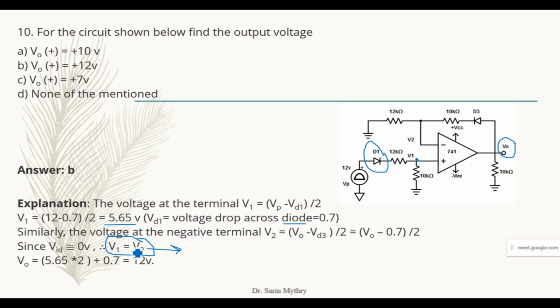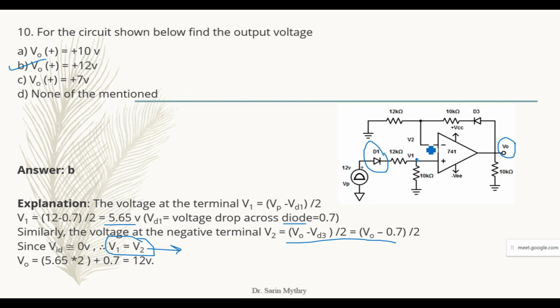V1 is equal to V2, and V out is equal to what? Ultimately, V out is equal to 5.65 into 2 plus 0.7, that is equal to 12 volts. You do some mathematics over here, and ultimately your answer is equal to 12, that is option B. So the output voltage we have calculated is 12 volts.